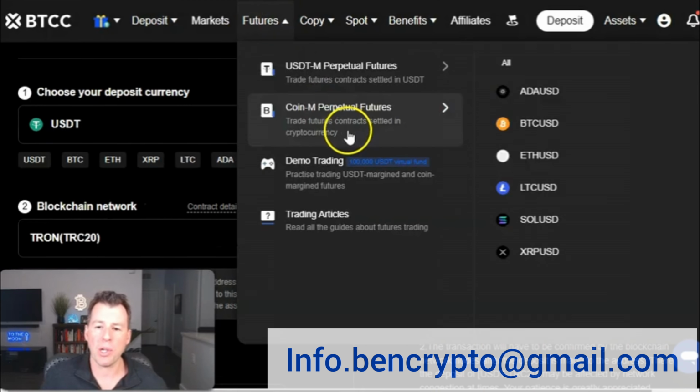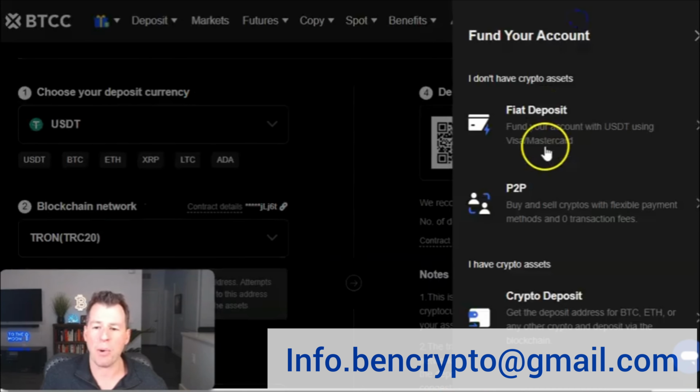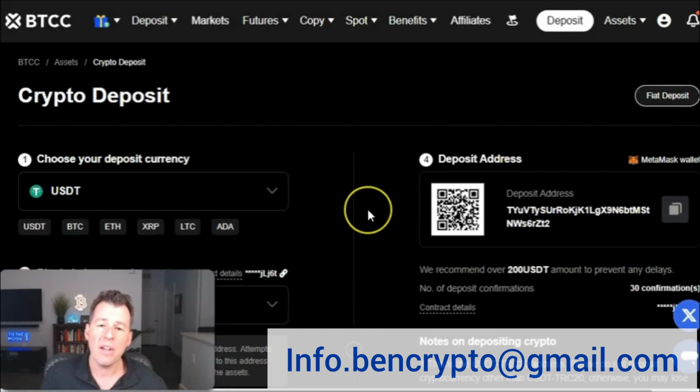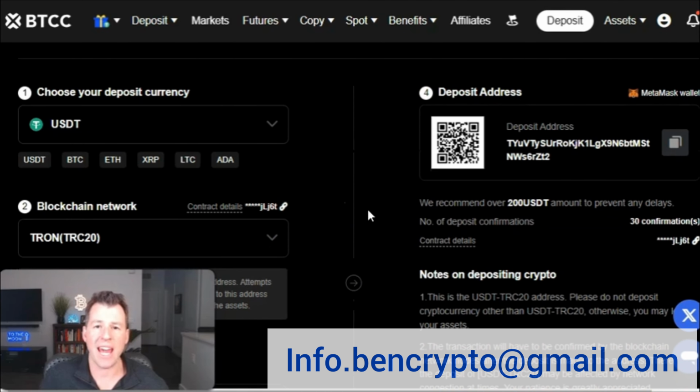Now I'm going to show you how to crypto deposit. So you would go to deposit, top right, crypto deposit down there. Now for crypto deposit, generally KYC is not required. That might change for larger amounts and the policies can change at any time, but KYC generally not required. VPN never required.